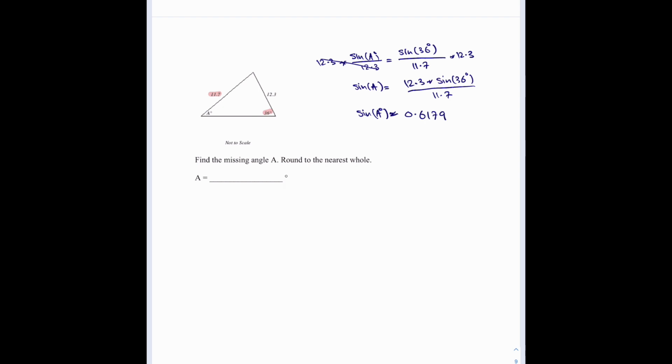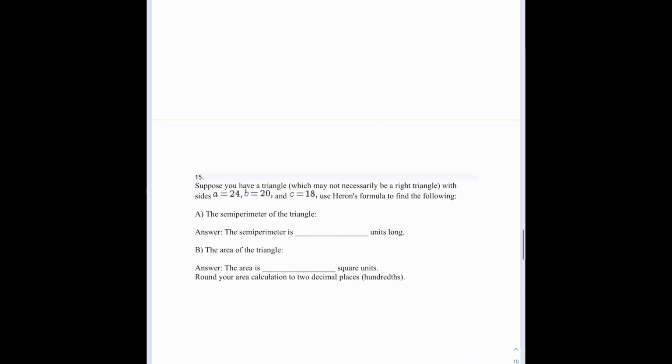0.6179. And then angle A is the inverse sine of 0.6179. I will put this as A equals inverse sine of the answer on my calculator. So inverse sine of the answer is going to give me A is approximately 38.16 degrees, and I am done with that one.